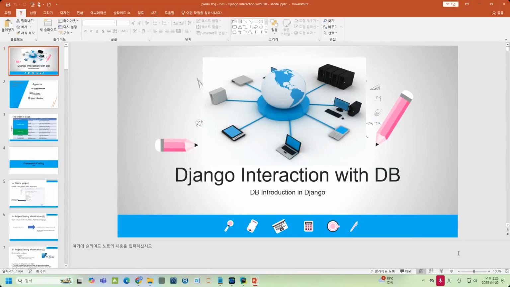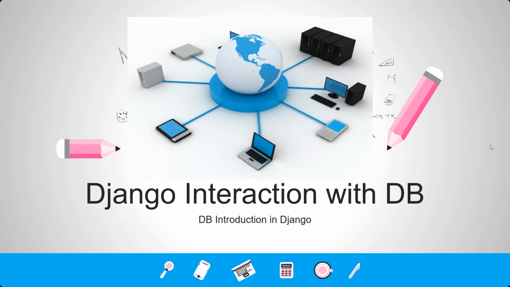So in this slide, we are going to learn about Django and how Django can interact with the DB. DB means the database. If we connect with the database, we will save the data in the database, and then we want to get the data into our backend, so we can show it to the user. Now we will take a look at the details.